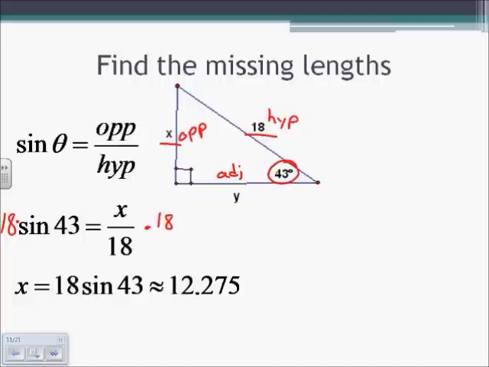12.275. Now, how do you type this in your calculator? You type in just as is, 18, the sine button will probably give you parentheses, put 43 in, and then enter. You need to make sure that your calculator is on degree mode instead of radians. If you get an answer on your calculator that is not 12.275, you probably have it in the wrong mode.